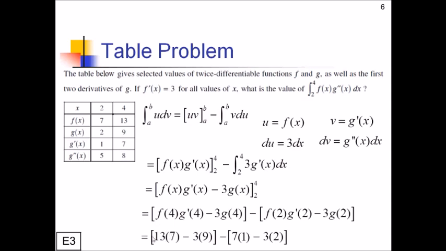So this is, let's see here, 91 minus 27, which is 64. Over here we have 7 minus 6, which is 1, and we're subtracting that. So 63 when all is said and done.